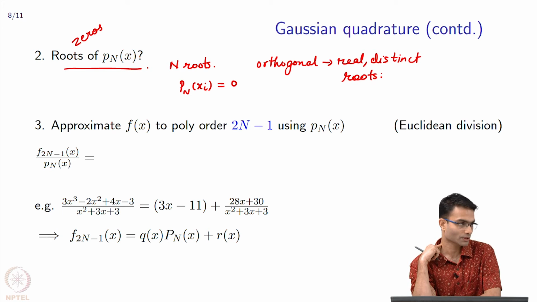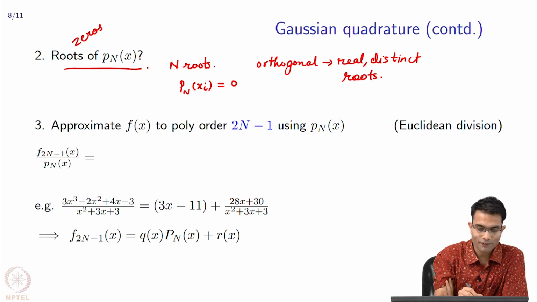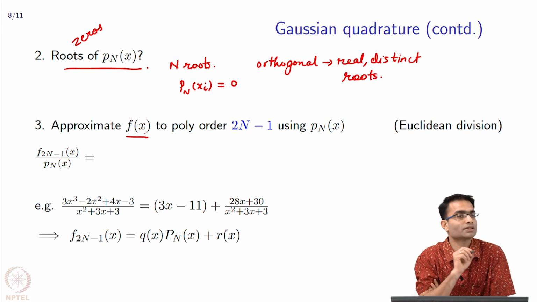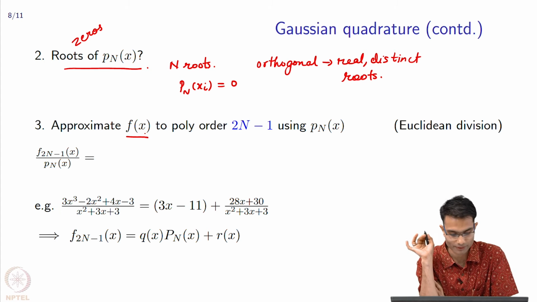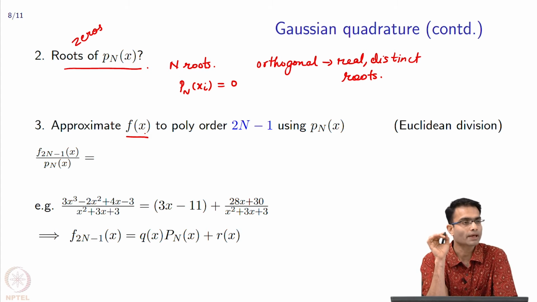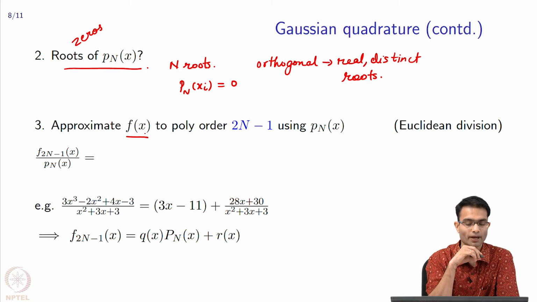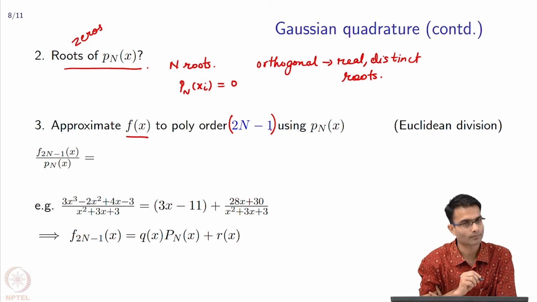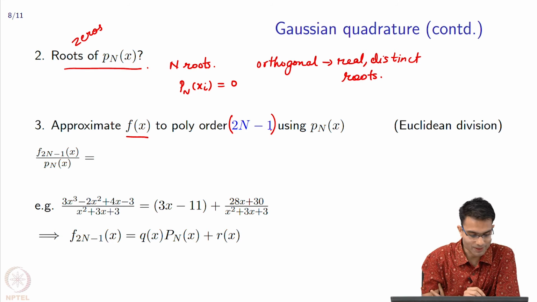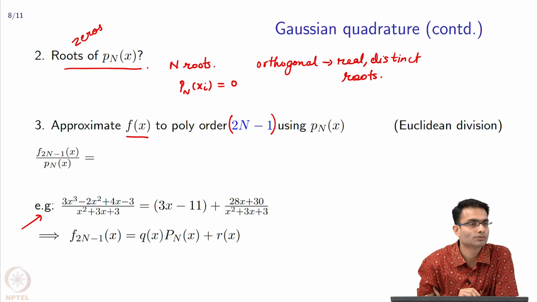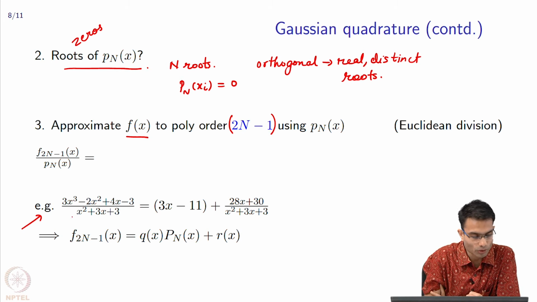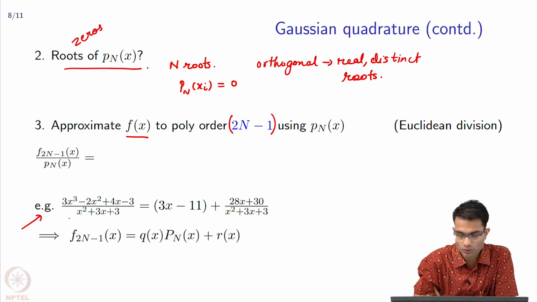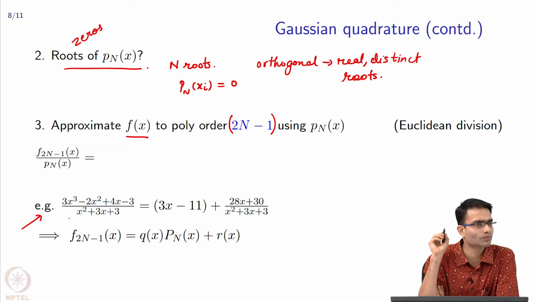Some of you must be wondering where this discussion is going. So, let us try to bring it closer. Remember our function is f(x), which is not a polynomial, it is some general function. Now, we want to try something interesting. We want to try to approximate it by a polynomial of order 2n minus 1. Let us just jump straight into the example.